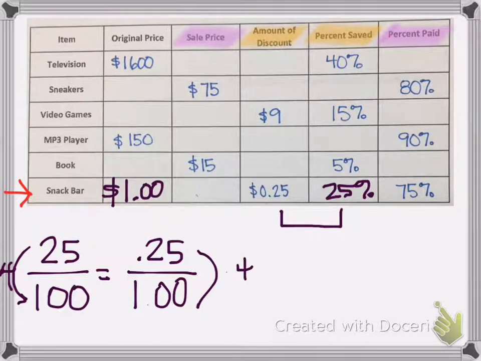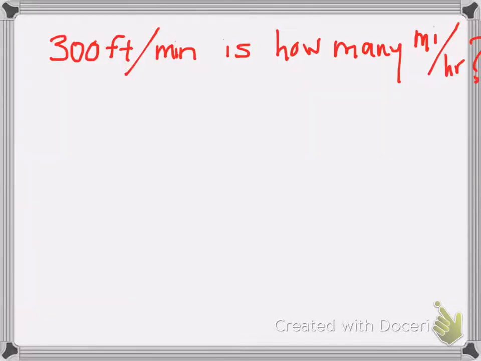If the original price is $1 and I'm not paying 25%, I am paying the difference, which is 75%. So there's 75 cents. There it is. All right, so remember, they're connected. Amount of discount is found using percent saved, and percent paid helps you find sales price, and the original is the whole.